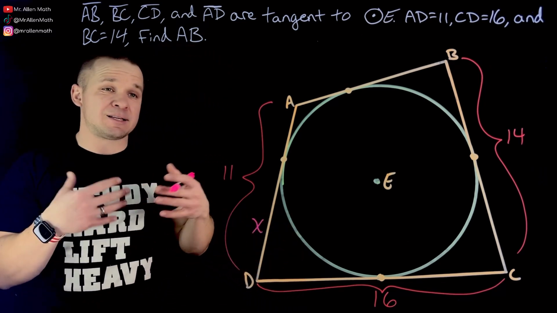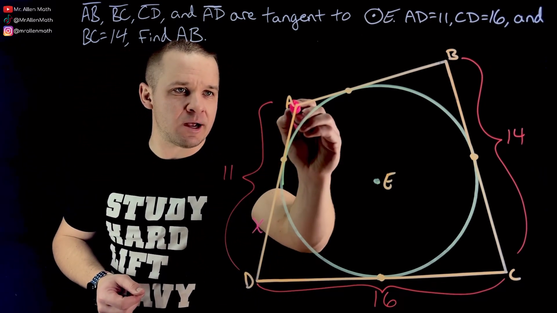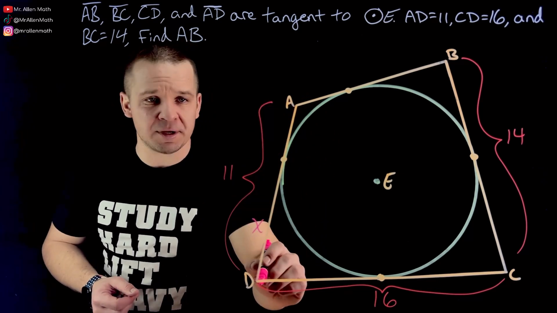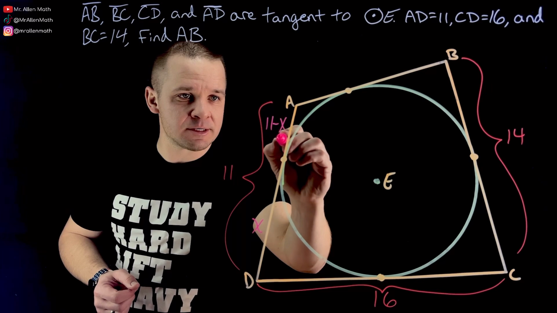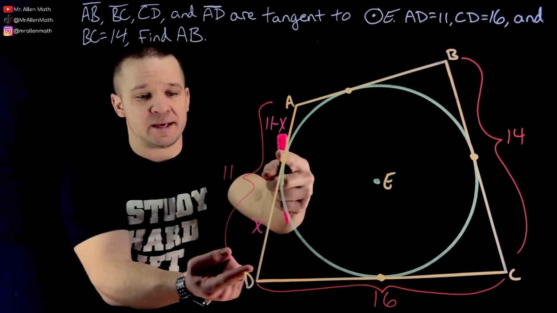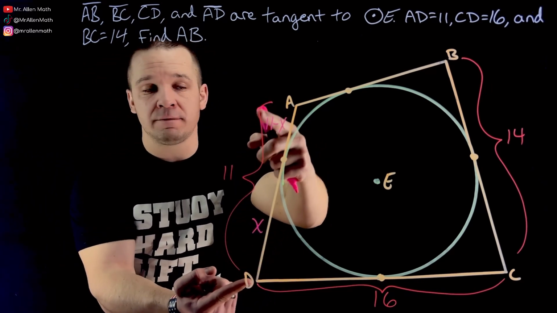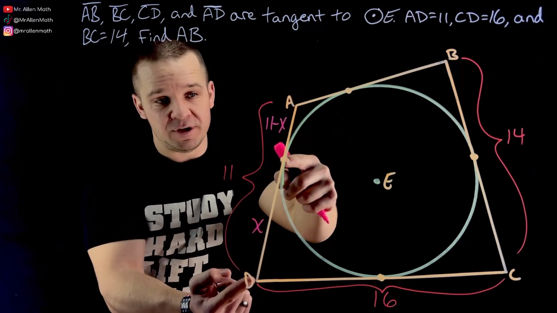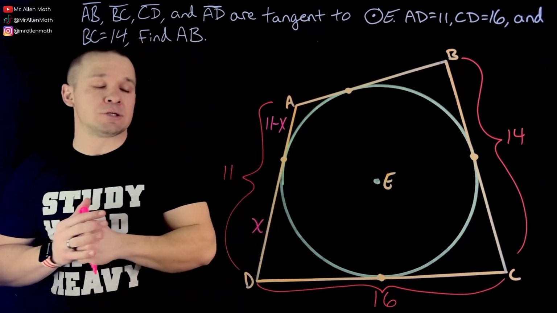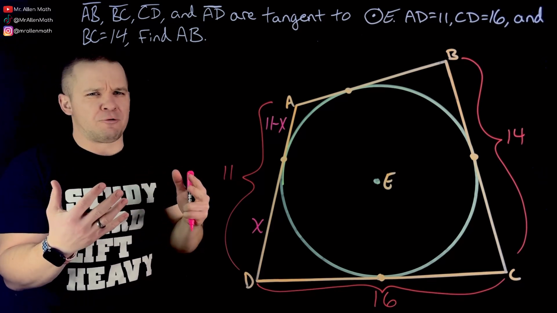If that's X, then what is this right here? Well, the whole segment is 11, so just this section right here is 11 minus X. Whatever this length is, I'm going to subtract it from the 11, and that's what I'm going to get for this one. If this is 7, then this is 4. If this is 8, then that's 3. So on and so forth. So where do I go from here?